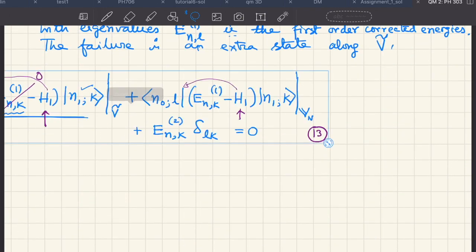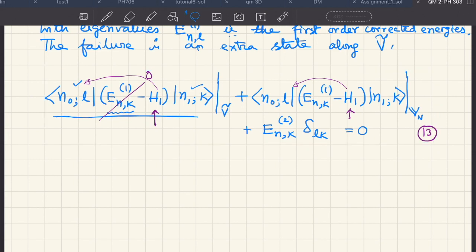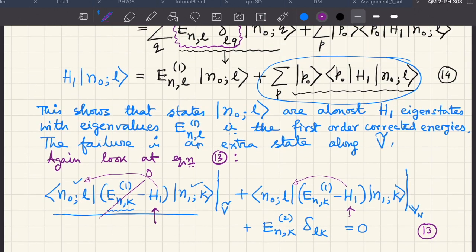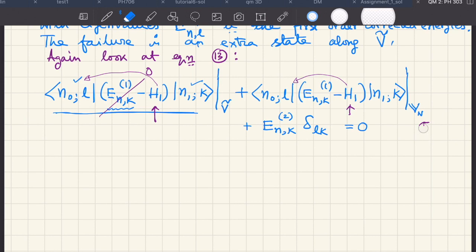And put it here. So this is our equation number 13. So let me write it again. Look at equation 13 with the above information which I have just mentioned here. So what does it tell us?